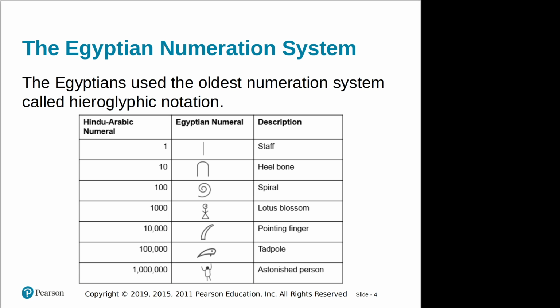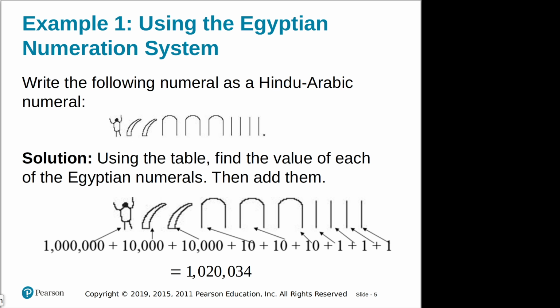So if we start here and look at the Egyptian system, we have characters that represent a value, and we add up the characters. And so notice each character kind of does the same thing as a place value did in our system, the Hindu-Arabic system. So if I want to write a number, I multiply by the character. And so I have 1,020,000, because I have 2 of these, 34. So 1,020,034.